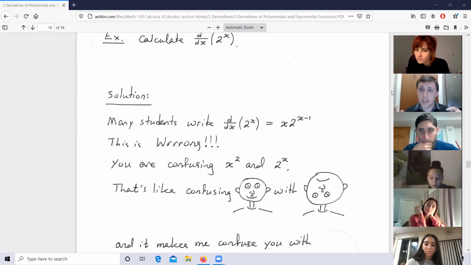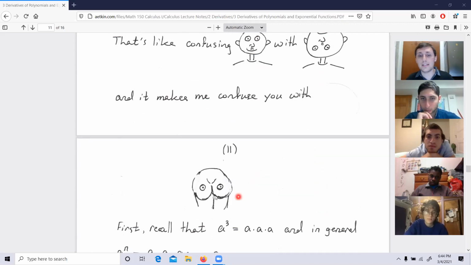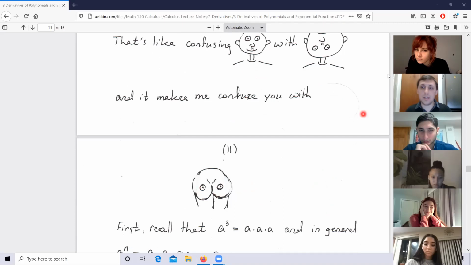But 2 to the x, it's entirely different, right? The base is fixed, but the power is changing. The exponent is moving, right? So when you are confusing between those two, I imagine you're confusing between a face this way and a face this way, or more precisely this, an ass with a head or an ass with a face, which is a very strange confusion.